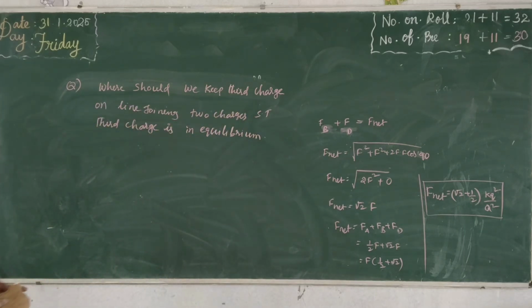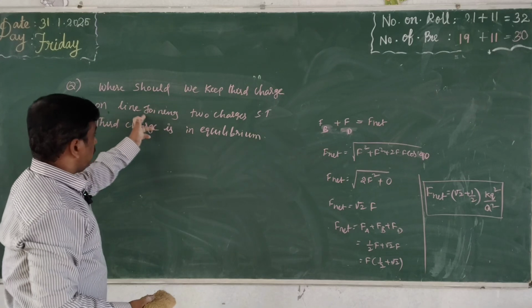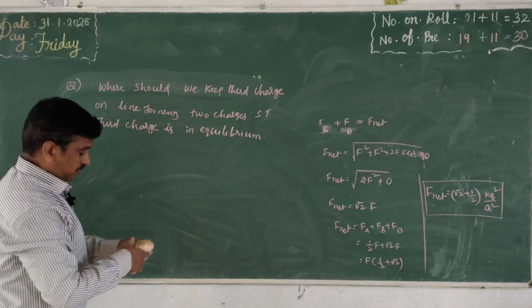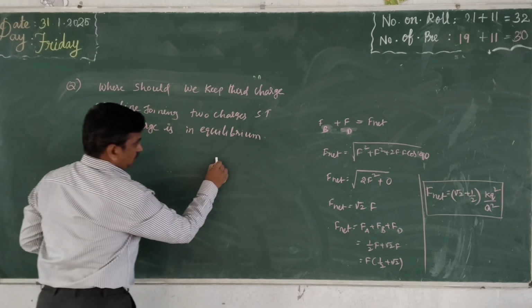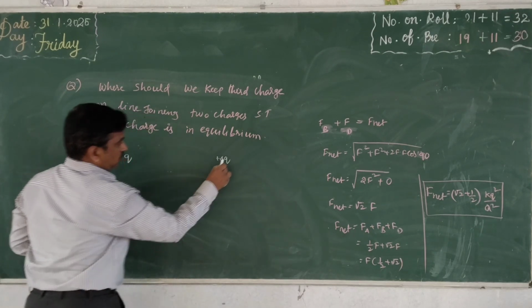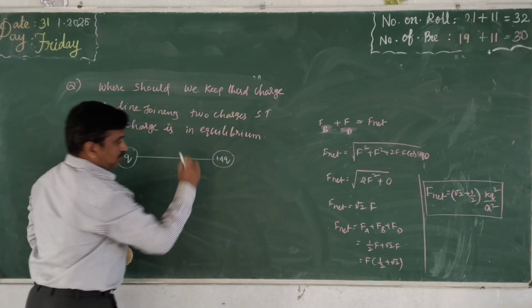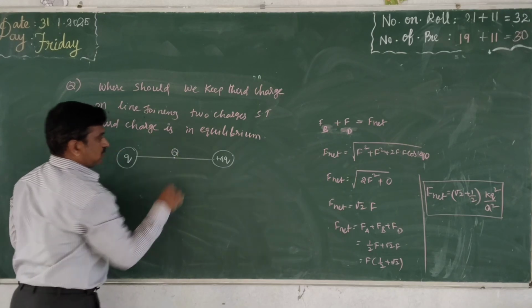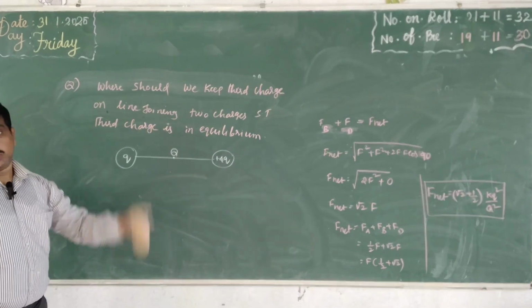See, what is the question now? Where should we keep a third charge on the line joining two charges such that the third charge is in equilibrium? For example, this is the first charge, and this is the other charge, say 4q. In between these two charges, on the line joining them, somewhere here we can keep a charge q. Where should we keep this q charge? Then this charge is in equilibrium.